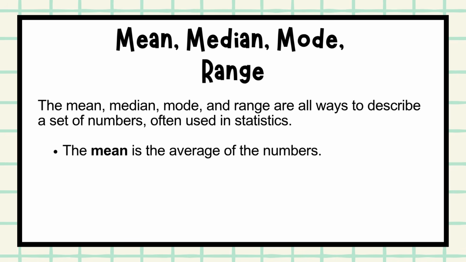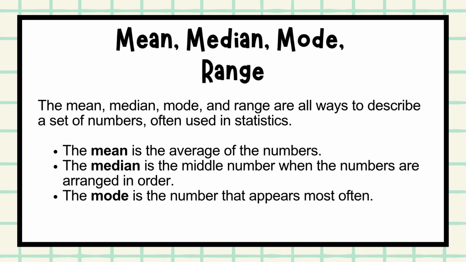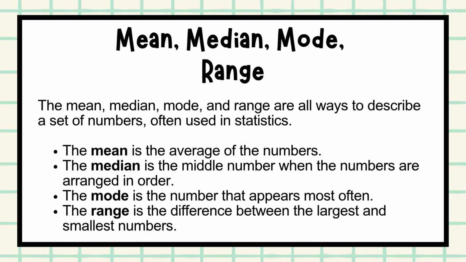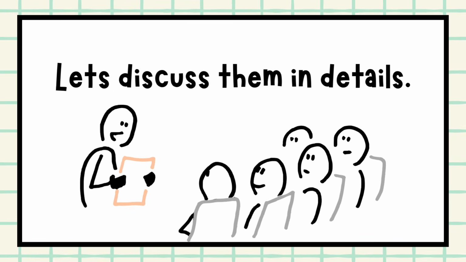The mean is the average of the numbers. The median is the middle number when the numbers are arranged in order. The mode is the number that appears most often. The range is the difference between the largest and smallest numbers. Let's discuss them in detail.